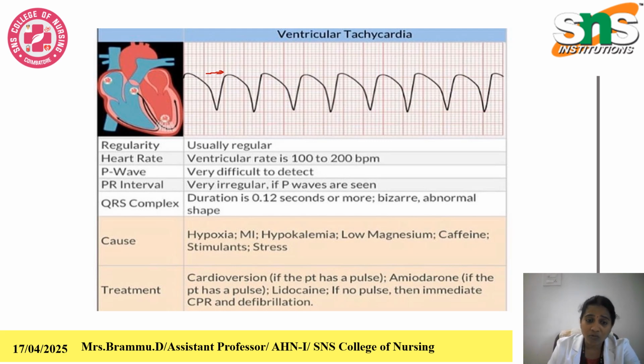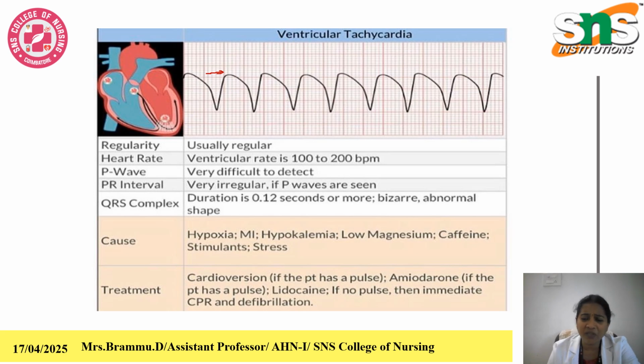And when you check for the P wave, can you see the P wave? I'm not able to see any P wave over here. Yes, even you. If there is no P wave, then we can come to a conclusion that it can be a ventricular tachycardia, which is a lethal rhythm. And here you can see the QRS complexes. The duration of this complex is usually 0.12 seconds or more, and it is always abnormal, in a bizarre shape.